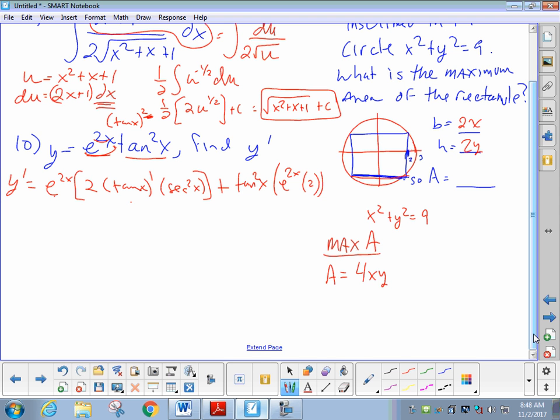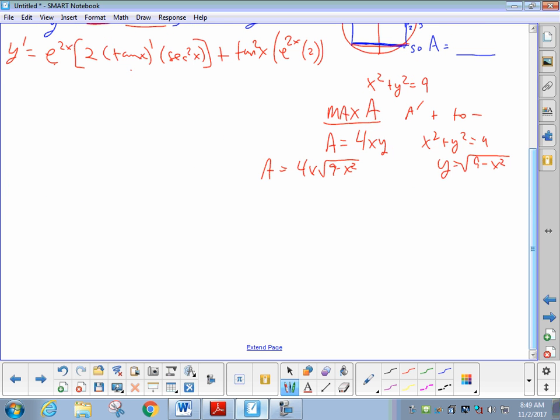Great. So, am I ready to maximize the area and find where A prime goes positive to negative? Yeah, that's going to be kind of ugly. What's wrong with that? 3 variables, okay? So you try and get it down to 2. That's where the circle comes in. The circle is just a supplementary fact. It's not the star of the show. If x squared plus y squared equals 9, then you might say y is the square root of 9 minus x squared. So the area is 4x root 9 minus x squared. Now I have it down to two variables. Now I can find where A prime goes positive to negative because that's a math.